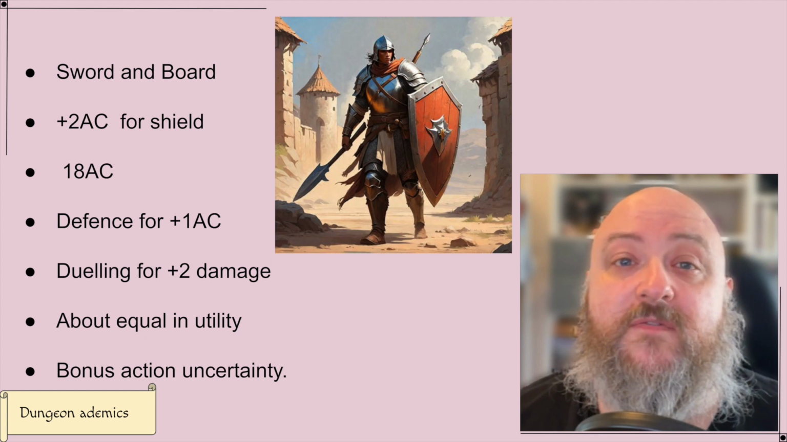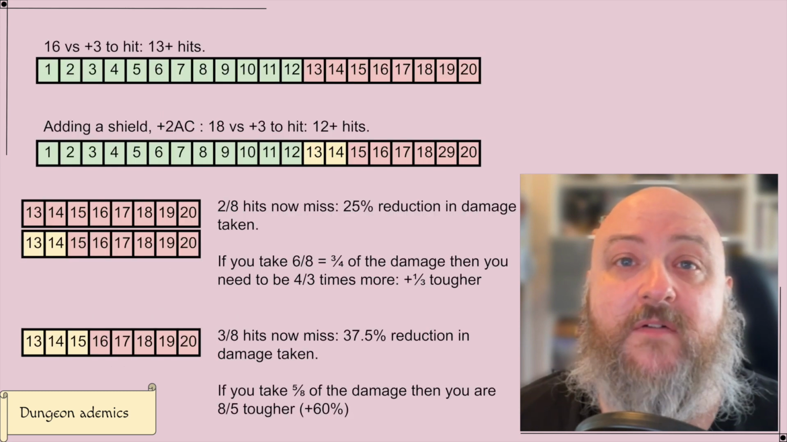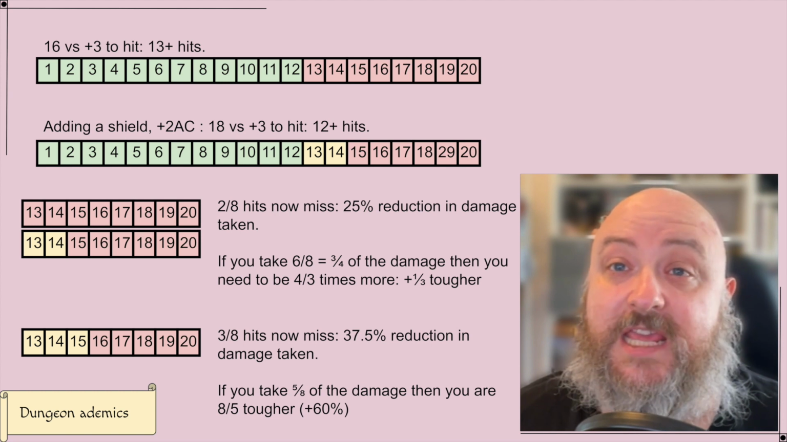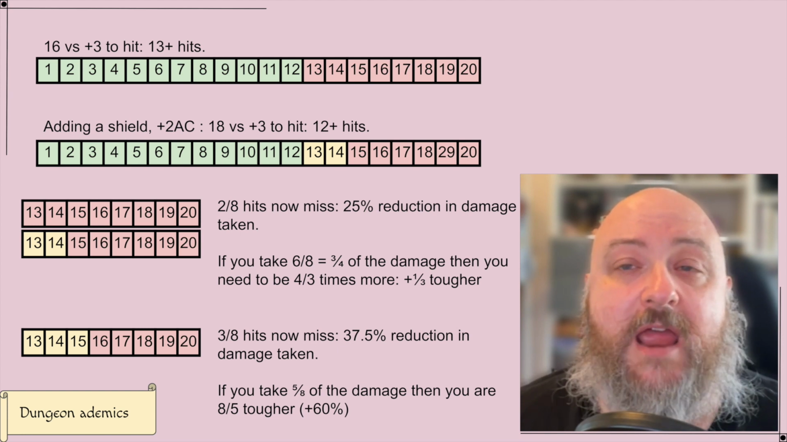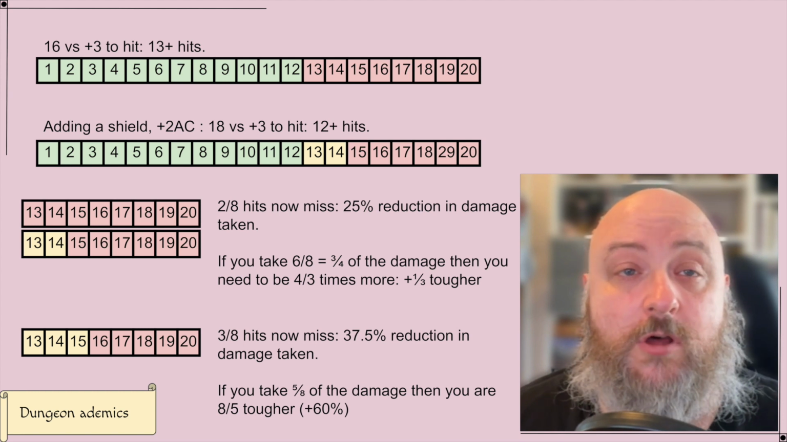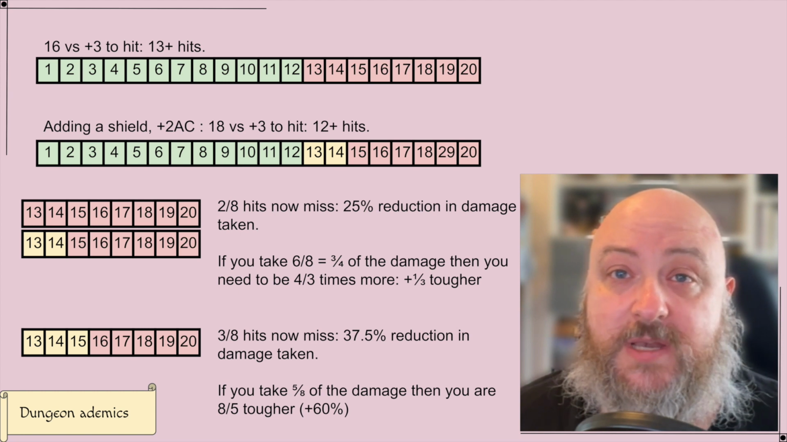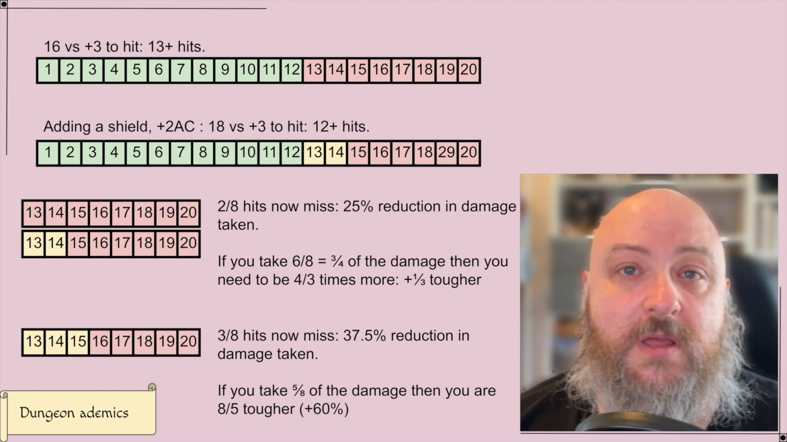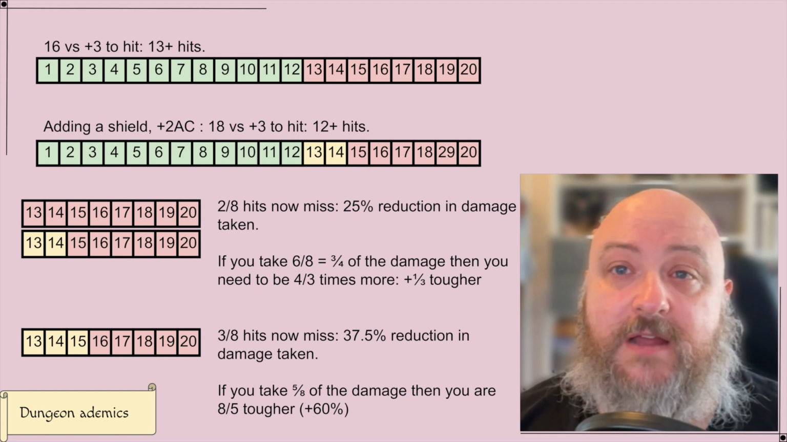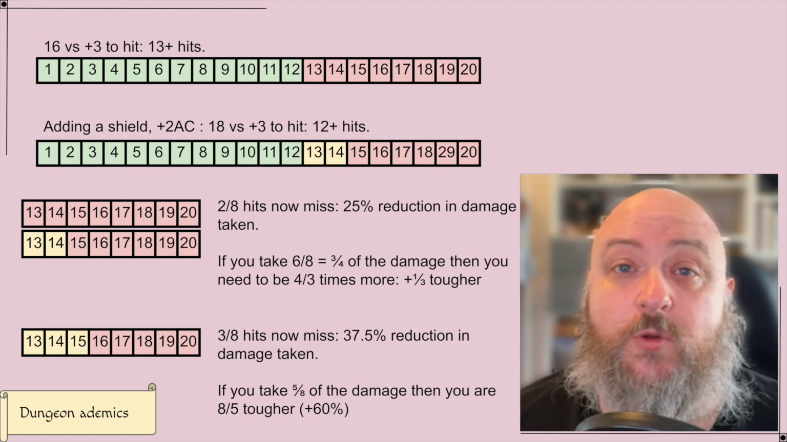Let's see if we can further unwrap the maths of AC bonuses. Let's consider the probability space of an attack roll, all 20 options equally likely. If we consider a typical low power enemy with a hit modifier of +3 against our baseline character with an armor class of 16, a roll of 13 or more will hit. This means there are 8 options out of the 20 which will result in a hit. A shield would increase our armor class by 2, meaning that now only 6 options out of the 20 result in a hit. 6 hits compared to 8 is a reduction of 25%.